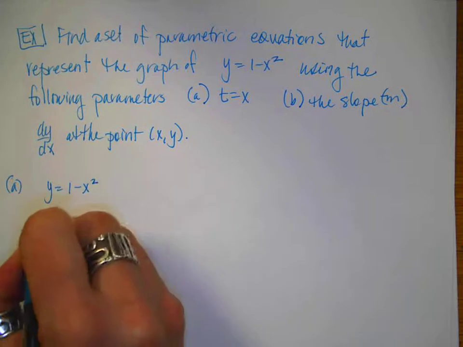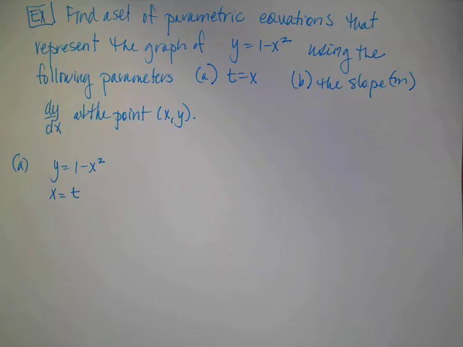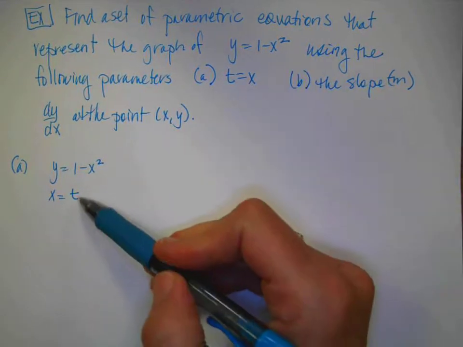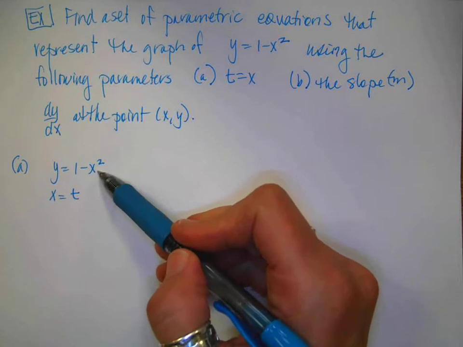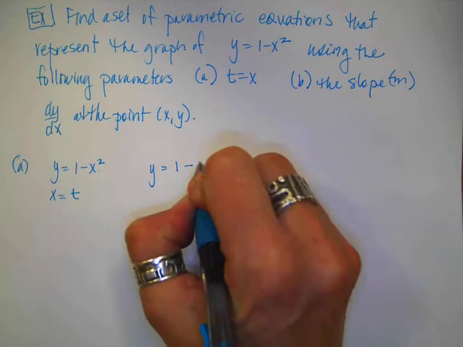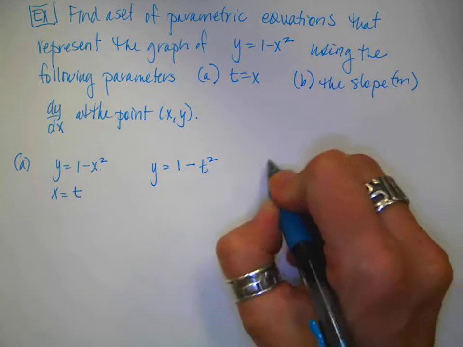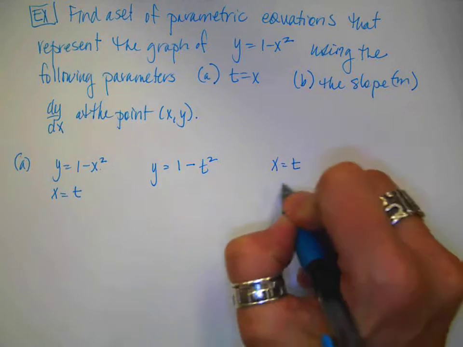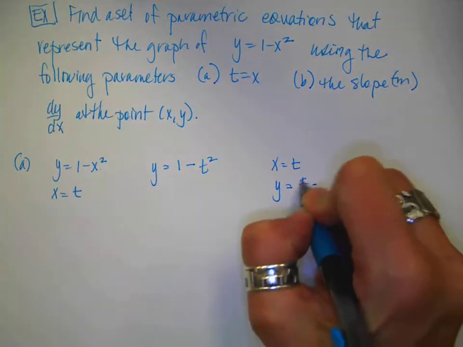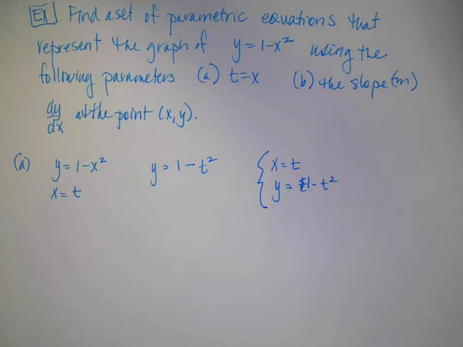Okay, so I'm starting with y is equal to 1 minus x squared, and they're telling me that x is equal to t. Well, to parameterize the equation, really all I have to do is substitute this information into here. So if I do that, I'm going to get y is equal to 1 minus t squared. Well, my system of parametric equations is going to be x is equal to t, and y is equal to 1 minus t squared. And this is my system of parametric equations. Well, that didn't take very long.